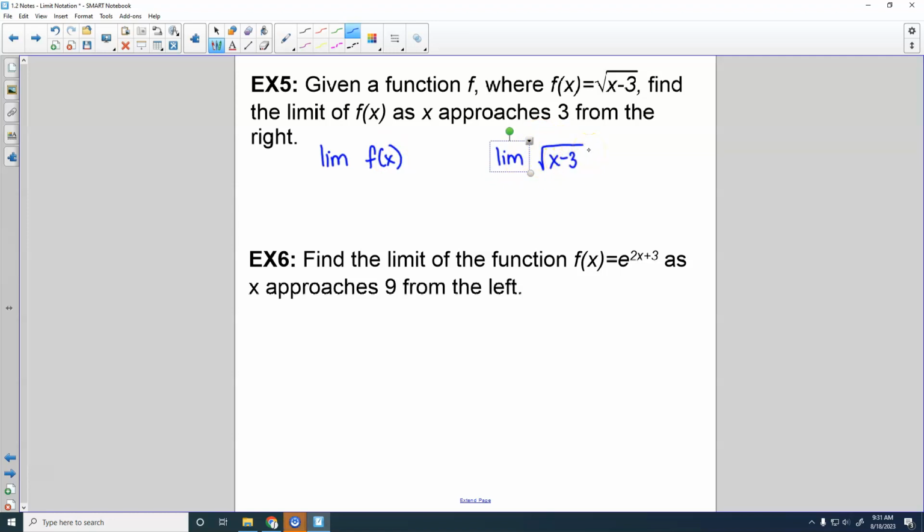Do not call it x equals square root of x minus 3. Don't put the equal sign there. That makes it look like that. And we need x approaches 3, and it's from the right, so we put a plus behind it. So either one of these would be fine.